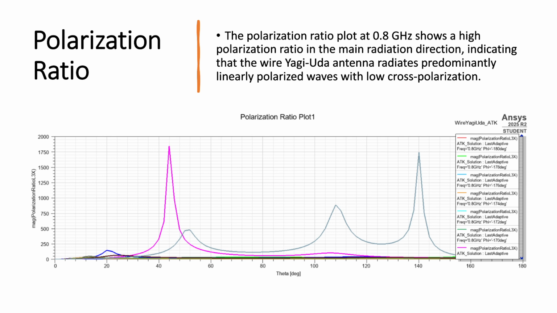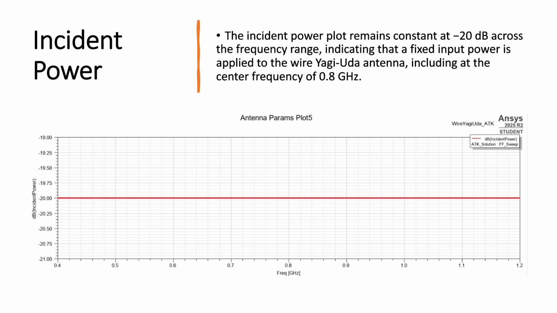Next slide. Polarization ratio. The polarization ratio indicates the type of polarization, and a high polarization ratio in the main radiation direction means very low cross polarization. This means the antenna radiates predominantly linearly polarized waves. Signal quality is improved with minimal polarization loss.